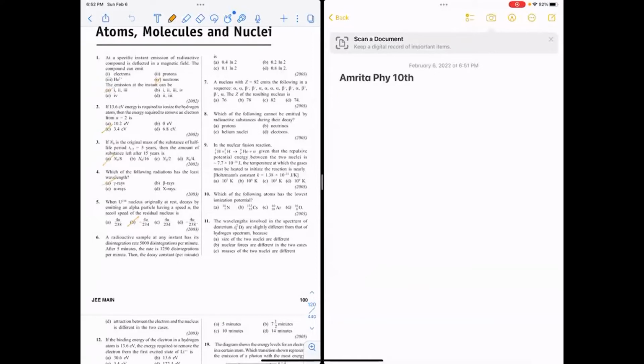A radioactive sample at any instant has a disintegration rate of 5000 disintegrations per minute. After 5 minutes, the rate is 1250 disintegrations per minute. The decay constant per minute is? So if you see, you can actually get T half from this. The disintegrations are becoming how much? 1/4. So initially, I should take question number 6.